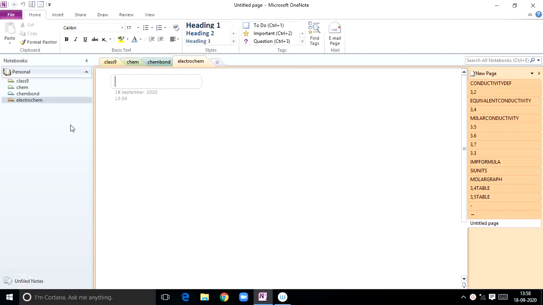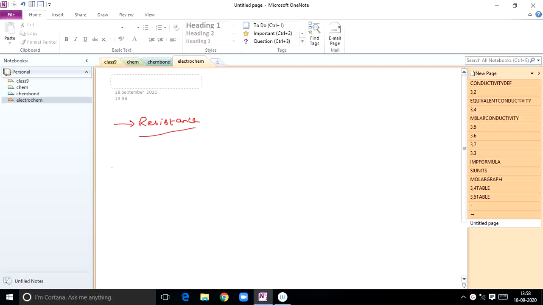So in this session we will discuss about resistance. Already we have discussed. So what is meant by resistance? It measures the obstruction to the flow of current. We call it as resistance.